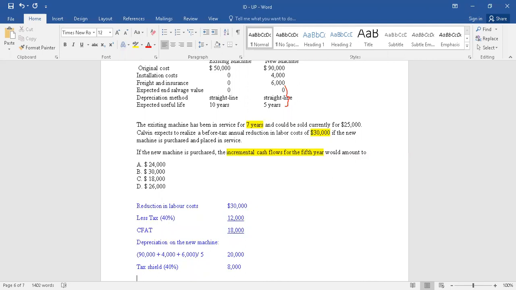So overall, what is the incremental cash flow? Technically, as such, there is nothing incremental. Only the cash flows which are there in the fifth year. So cash flows in the fifth year is equal to 18,000 plus 8,000. The benefit that would give us 26,000. So option D is the right answer. Option D is the right answer. I hope this is clear. Good day.